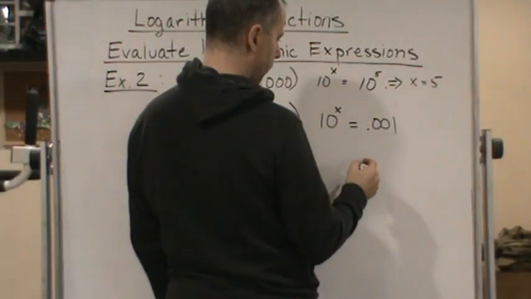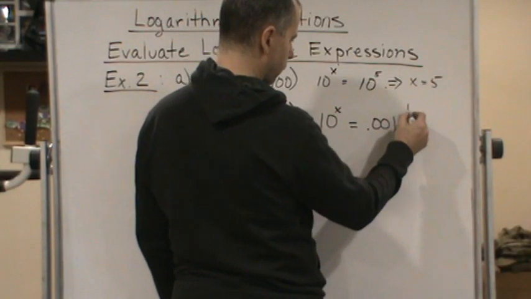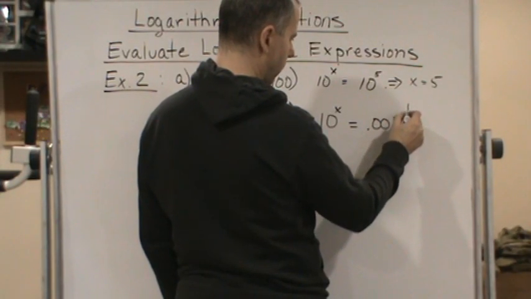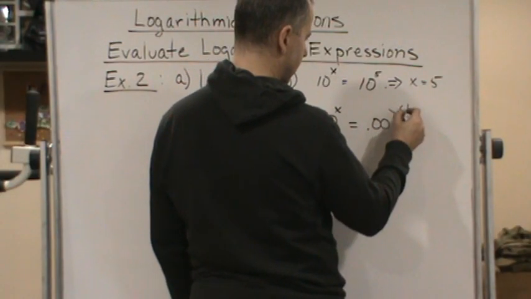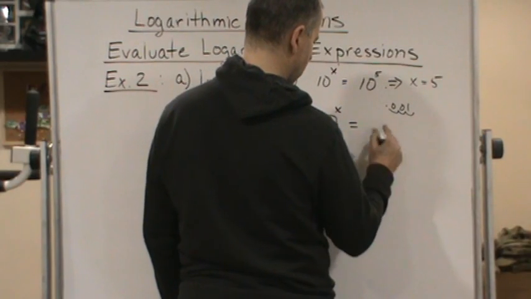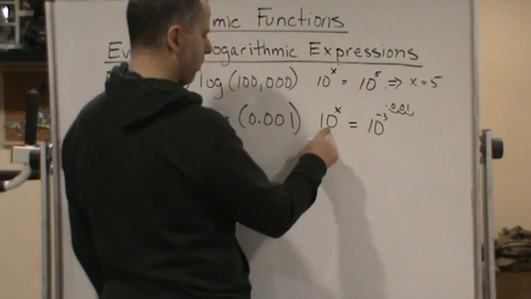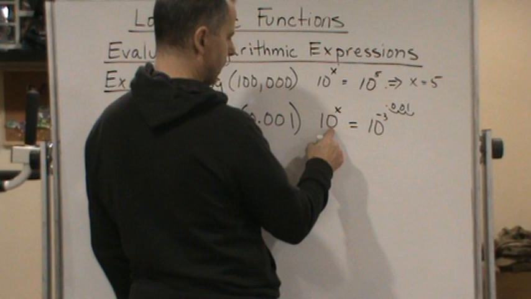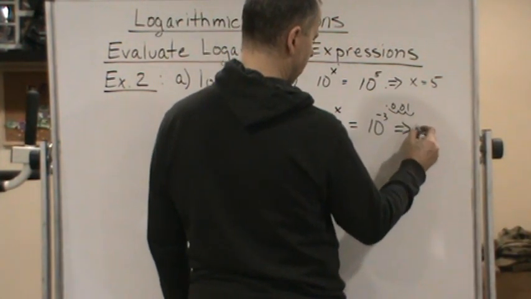Well, if I'm at 1, and there's the decimal point, and I have to move the decimal point 1, 2, 3, that means I'm dividing by 10 three times. So I can write this as 10 to the negative third. That's the same thing. And then use the equivalence property: now that I've written it as two exponentials with the same base, I know that x has to equal negative 3.